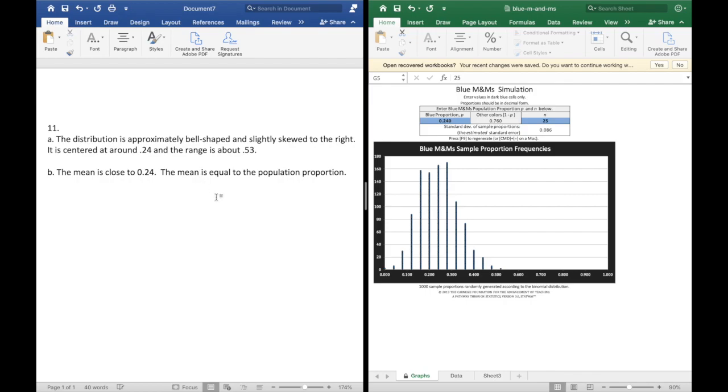Let me be more specific. The mean of the sampling distribution is equal to the population proportion. Okay.